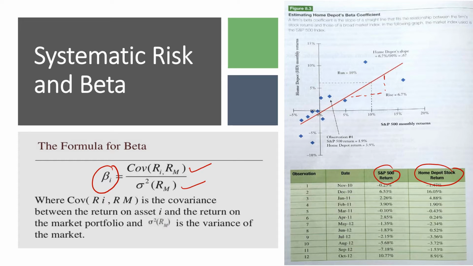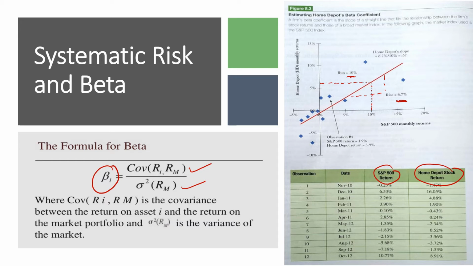You can see here, this is 10%. We call it the run, and the rise is 6.7%. That means if the market increases or decreases by 10% over the years, Home Depot will move up or down by only 6.7%. Or in other words, the systematic risk of Home Depot stock is less than the average of all stocks in the overall market.